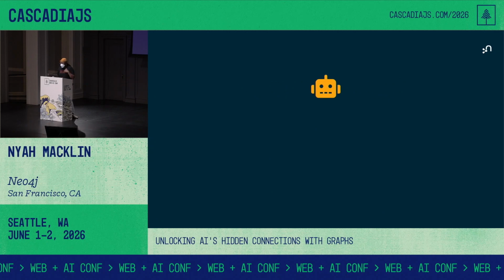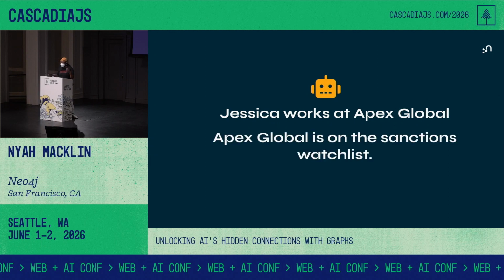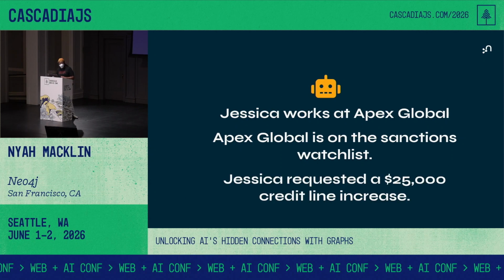So let's picture a compliance tool at a bank. It's going to pull 3 different facts about a customer, Jessica. Jessica works at Apex Global. Apex Global is on the sanctions watch list. Yikes. And Jessica is asking for a $25,000 credit line increase. Now, what should the agent do? Should it approve or reject this request?